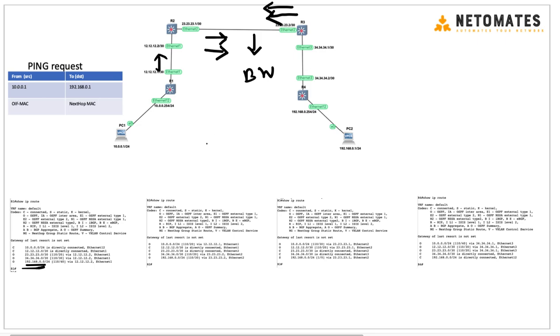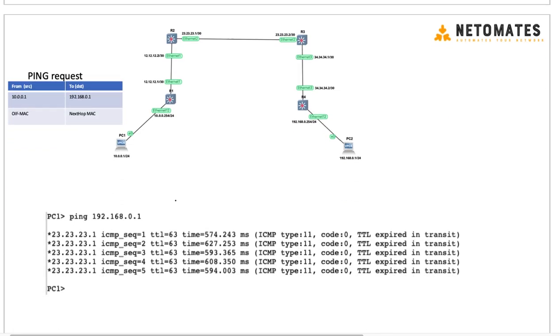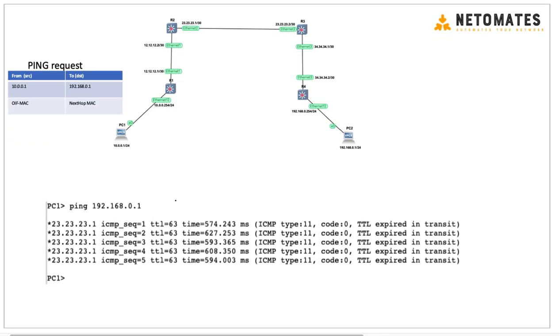This is where the TTL, time to live, helps. TTL is an 8-bit value, which means it can be 0 to 255, the maximum value. In this topology, if you try to ping, you will receive an ICMP type 11 message back. PC1 is trying to ping 192.168.0.1. As there is a loop here, after some time the TTL value will expire.